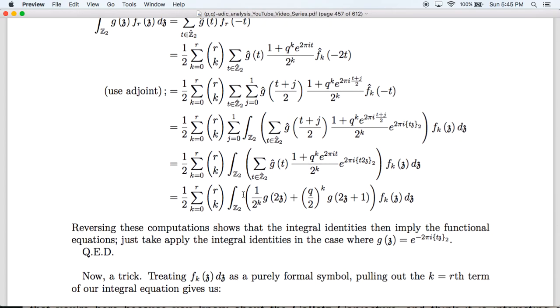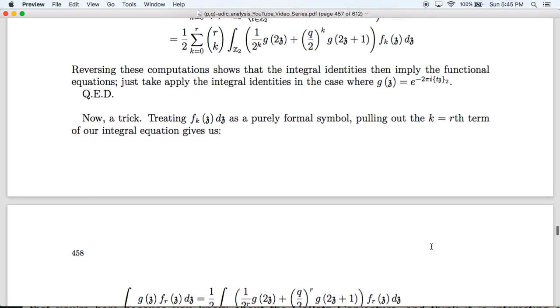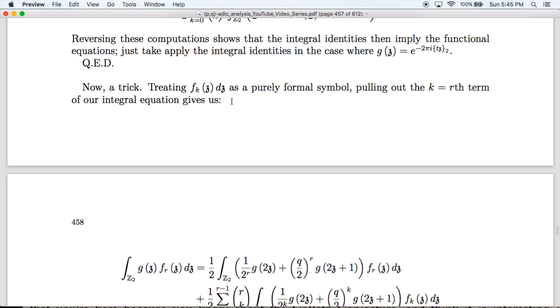And in particular, we can do this specifically with the case where g is e to the negative 2 pi i t z. So now a trick. Treating fk z dz, again, as purely a formal symbol. At this point, it has nothing to do with the f series that we call fk of z.